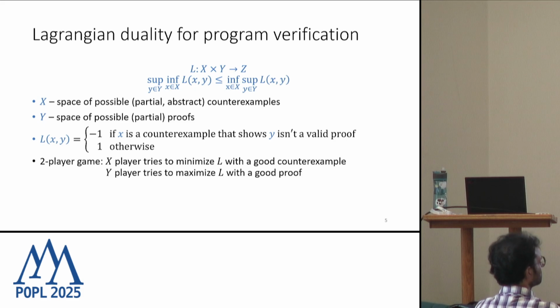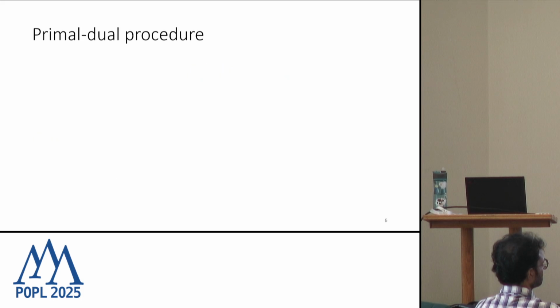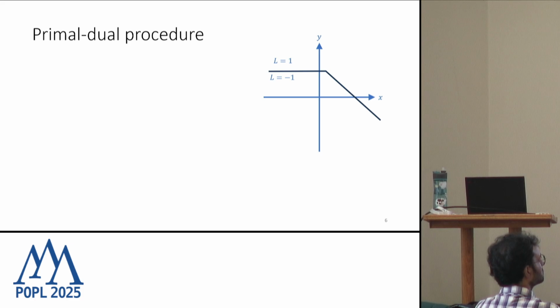And then we're going to derive sort of a two-player game from this Lagrangian, where the x player tries to minimize the Lagrangian by finding a counterexample that rules out the existing proof. And then the y player tries to maximize the Lagrangian by trying to find a proof that rules out the existing counterexample. So this kind of leads to a pretty straightforward procedure that I'll present with an example. So let's say that this is our Lagrangian. And so we're going to start at some arbitrary point. Let's say we start at this point over here.